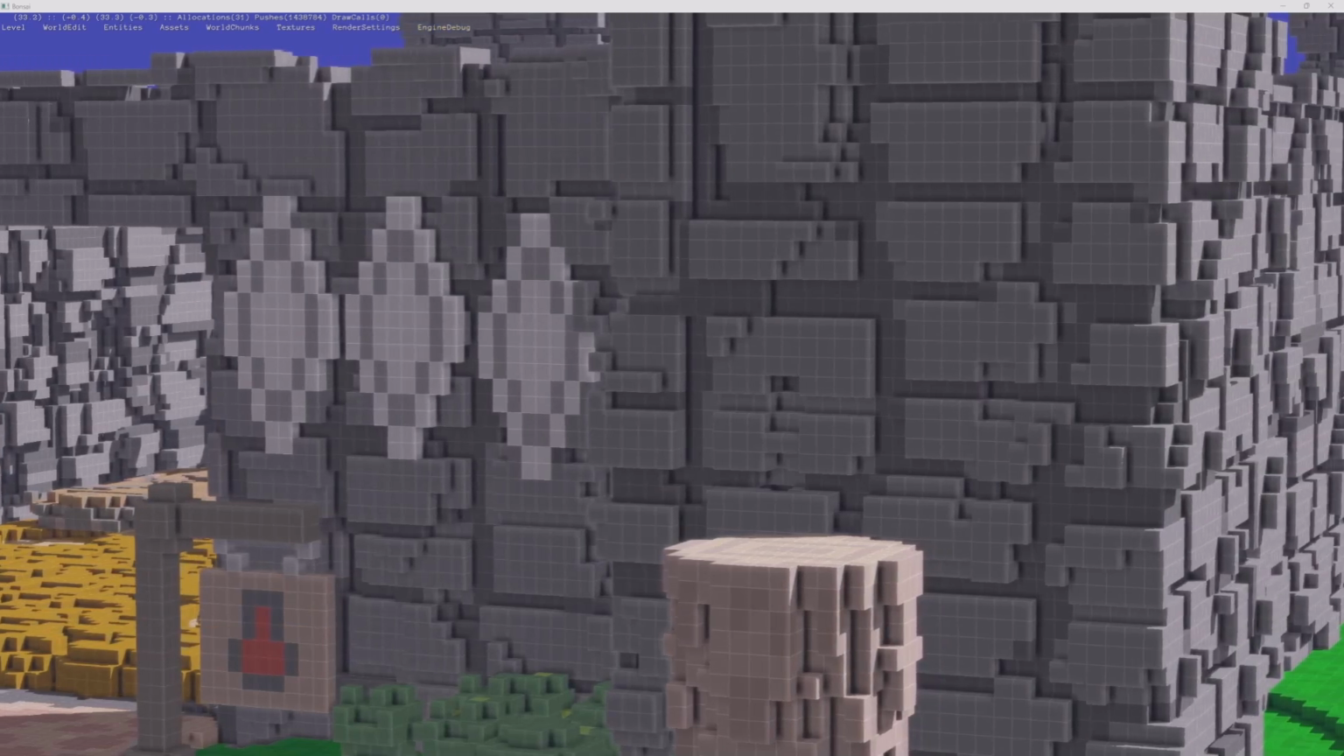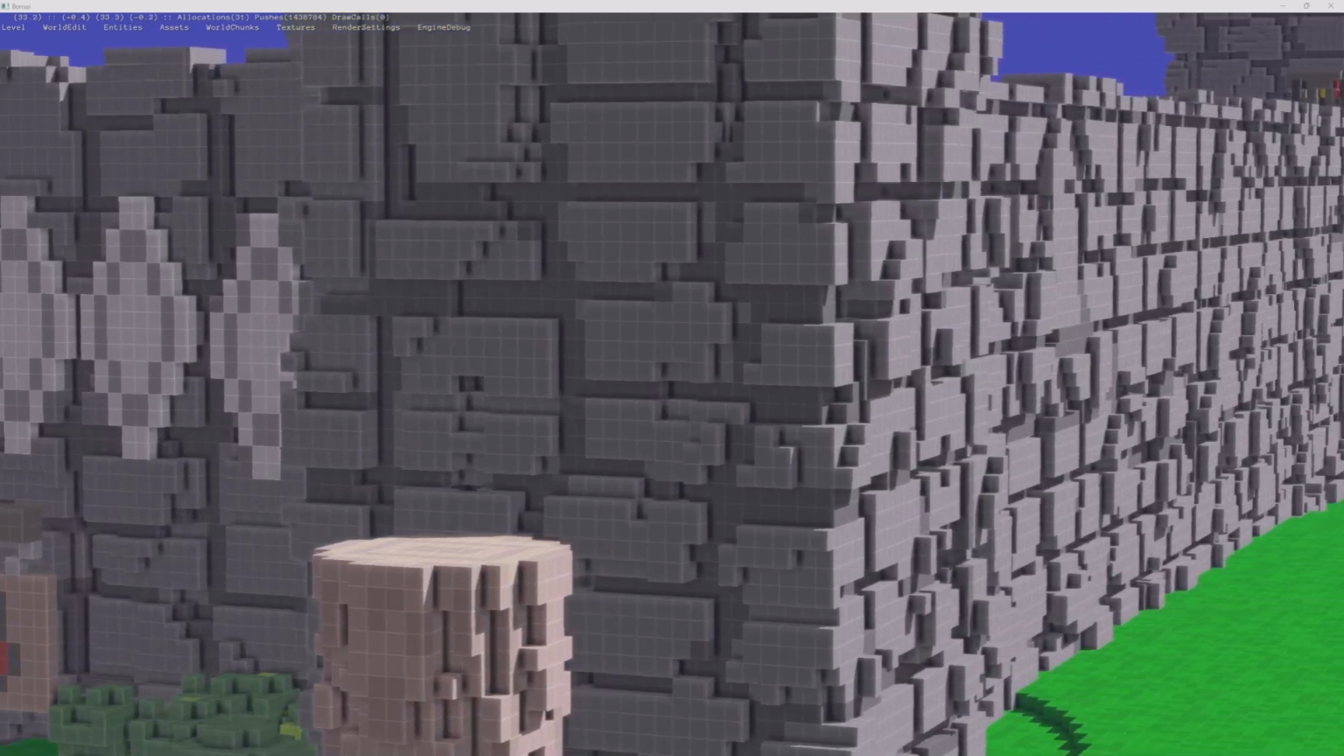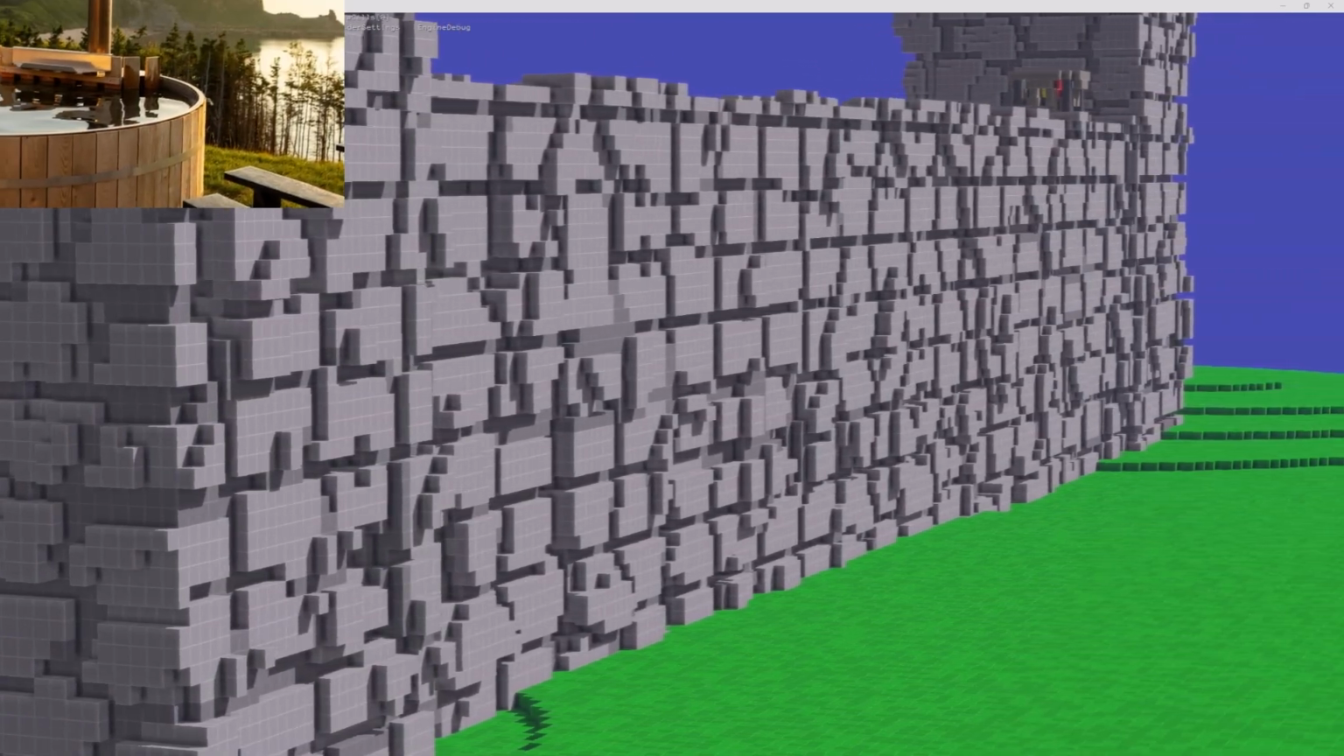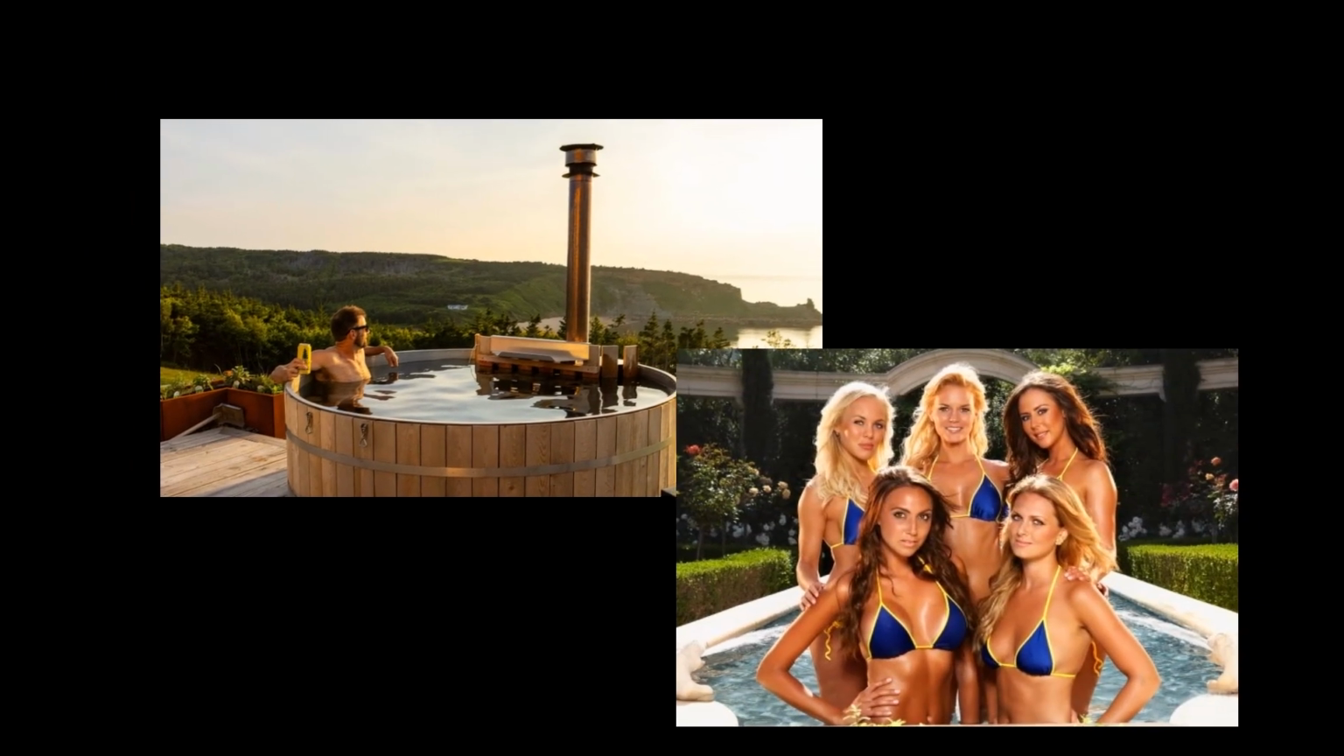So, a few weeks ago I had an idea. I think I was sleeping at the time and there were hot tubs and the Swedish bikini. Wait, no, back up, different idea.